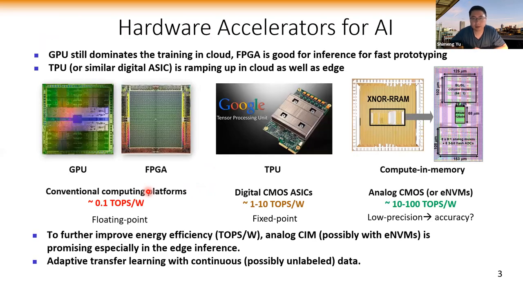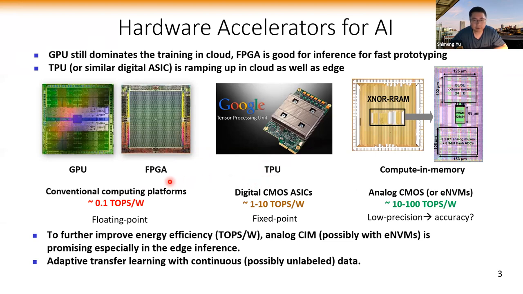First of all, I think the audience here is very familiar with the trend of hardware acceleration for AI workloads. I believe that GPU is still widely used and dominates the training workload, especially in the cloud. We also see that FPGA is becoming popular for inference, especially if we want faster prototyping of different algorithms. The research community and industry have also started working on digital ASIC design to specialize the hardware for machine learning workloads. One popular example is Google's TPU, the Tensor Processing Unit, which relies on digital circuits to do a systolic array for acceleration of machine learning workloads.